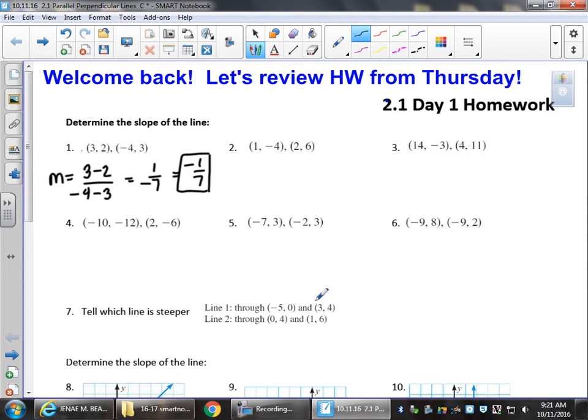Start today by going over Friday's homework. So make sure we're on that right now. We just did number 1. We got -1/7. What's the vote for number 2? It's -4 -6.